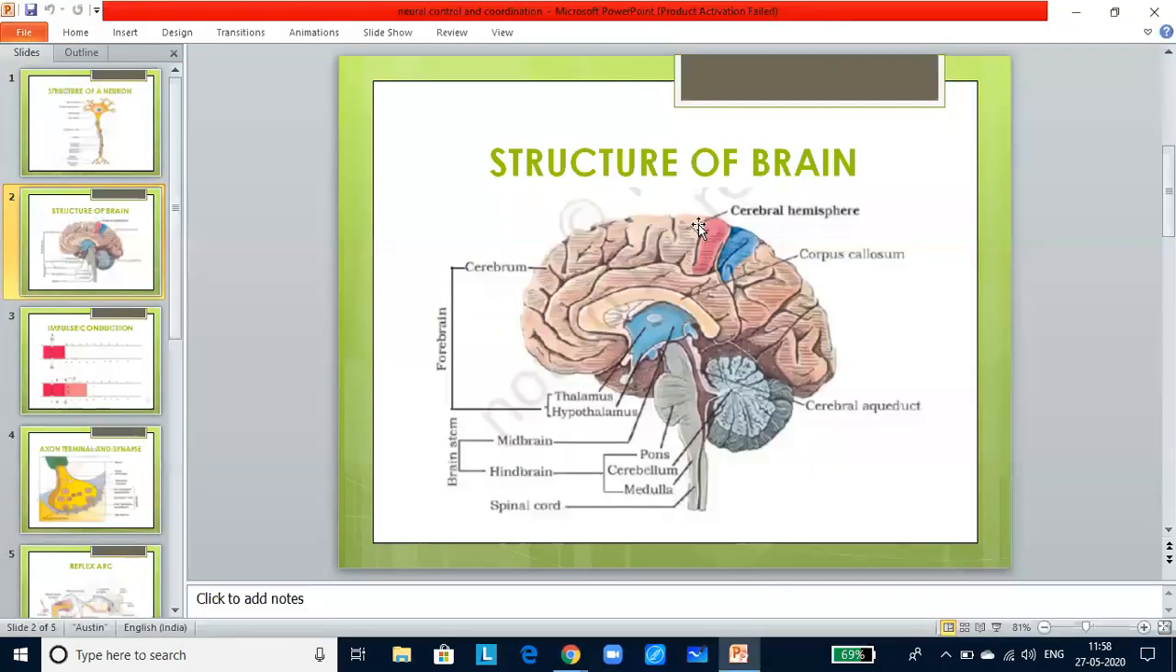Now let us look at the structure of the brain. The central nervous system consists of brain and spinal cord and it is the site of information processing and control. Gray matter is made up of cell bodies of neurons and white matter has only nerve fibers. Brain lies in the cranium of the skull.